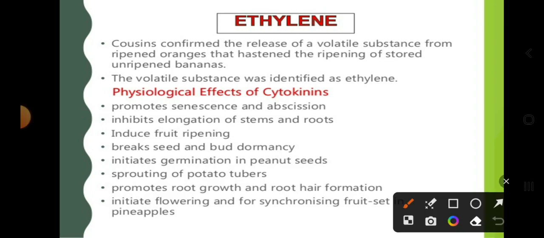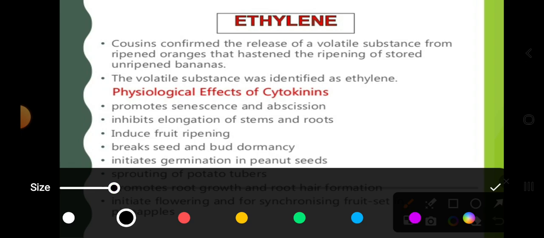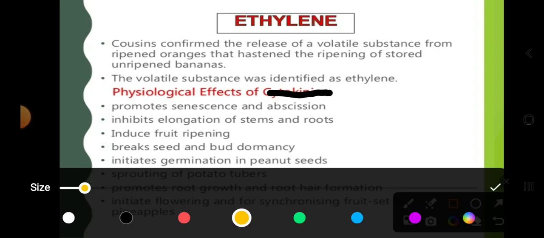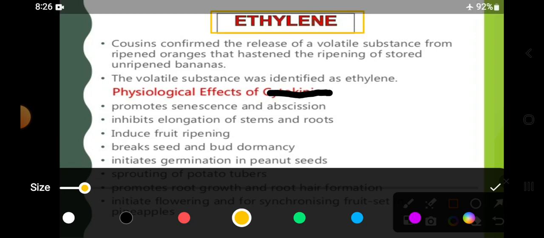There is a small change. This is not the physiological effect of cytokinin. Those are the physiological effects of ethylene. We are studying the physiological effects of ethylene.